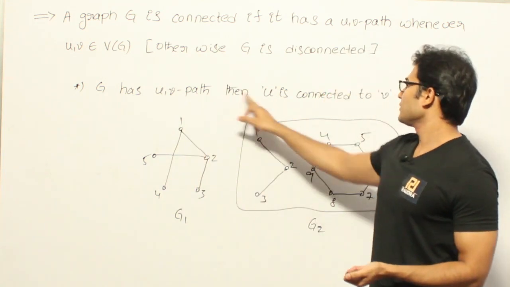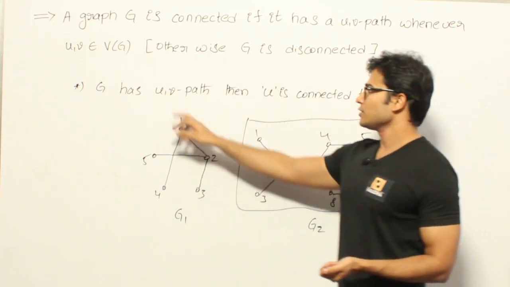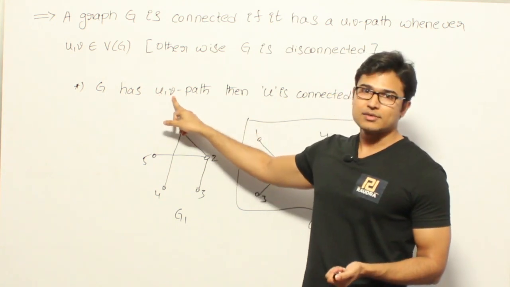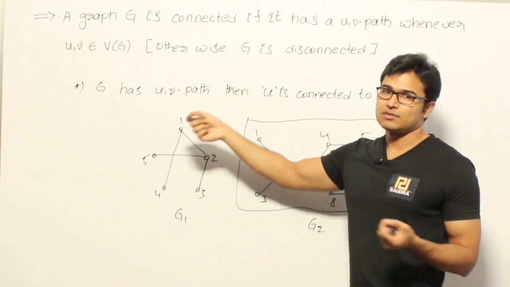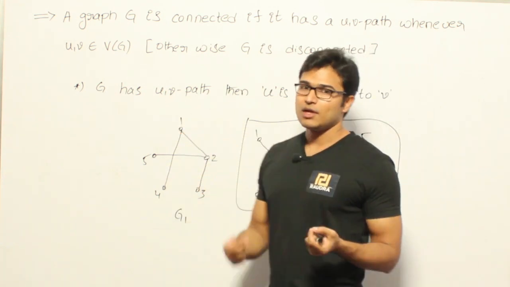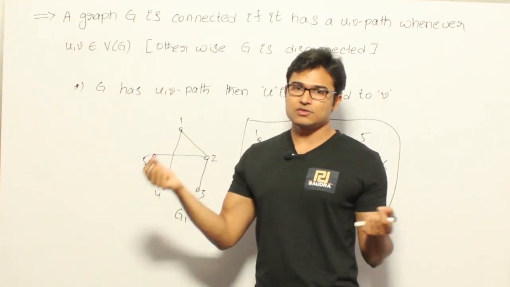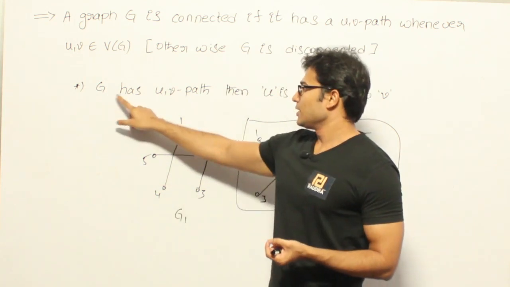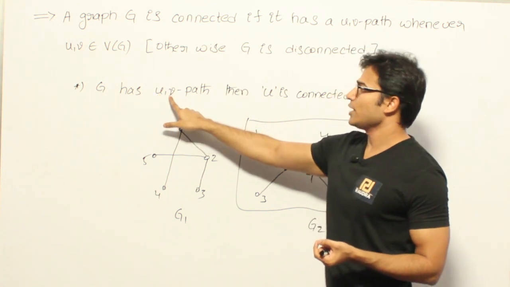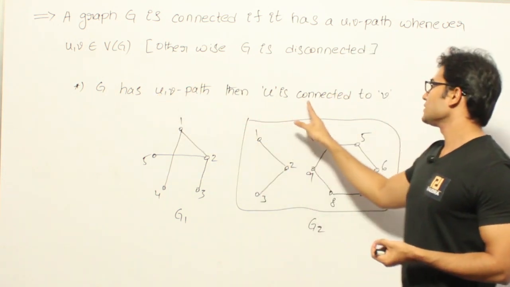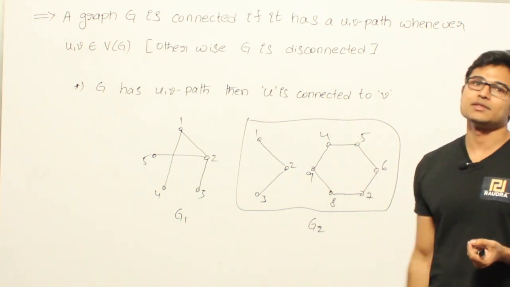And if G has a UV path, then U is connected to V. A UV path means a path starting from U and ending at V, which means one end of the path is U and the other end of the path is V. Since it is an undirected graph, it is better to say one end is U and the other end is V instead of starting and ending, right? So G has a UV path, which means a path connecting U and V, then we can say that U is connected to V. That is how we can talk about the connectedness between two vertices, right?